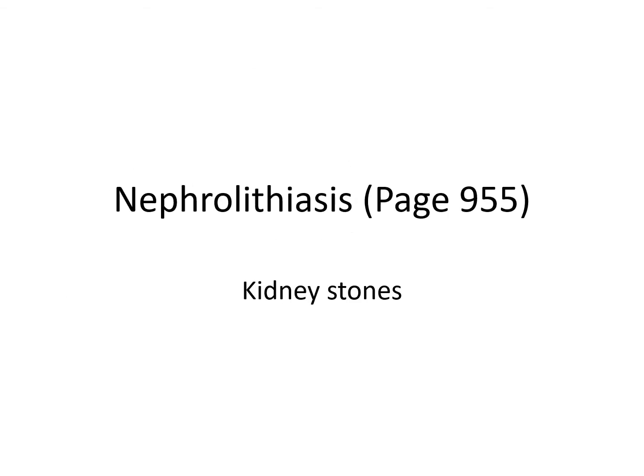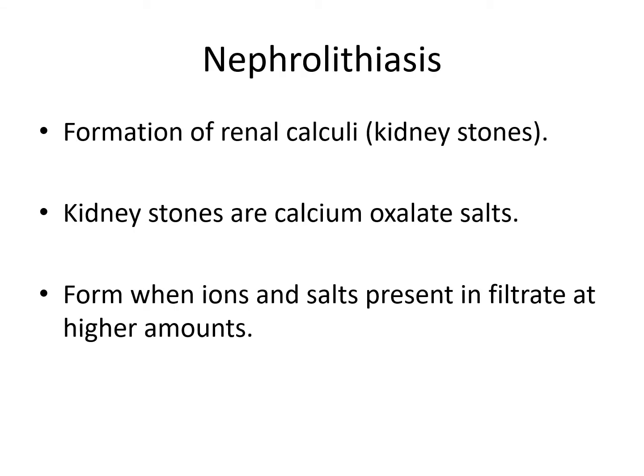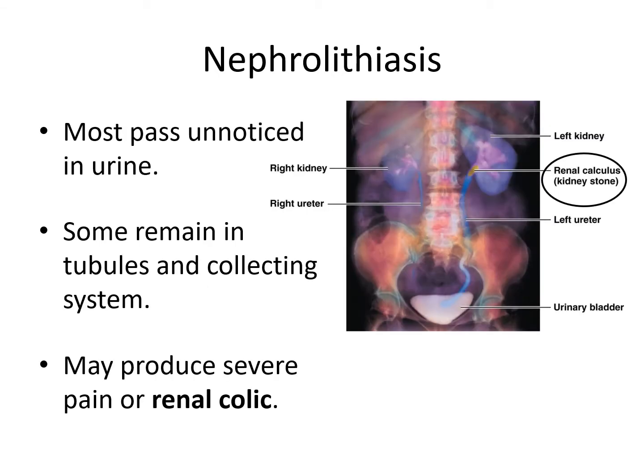So the first one is nephrolithiasis, and here I've indicated the page number in Ammerman if you want to read more about it. This is just the clinical term for kidney stones, also known as renal calculi. These are precipitates of calcium oxalate salts, and usually they appear when the filtrate is in a very high concentration. Normally, they're very small and pass unnoticed. However, larger ones may remain in tubules and the collecting system and block it, and may be considerably painful, producing what's called renal colic.